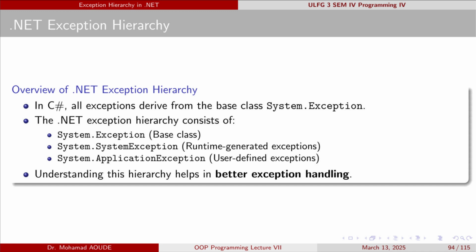In C#, all exceptions inherit from System.Exception. SystemException is for system-level errors like null references. ApplicationException was originally meant for custom exceptions, but is now discouraged. Understanding this tree helps you write better catch blocks.